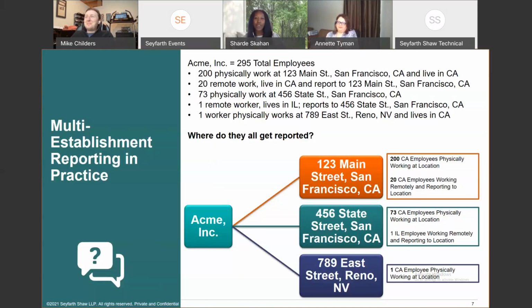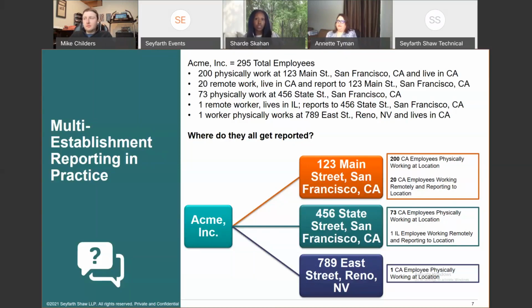Okay, finally, at that Reno address, you're going to have that one employee who is physically working at the Reno address, but since they're living in California, they're included under that Reno establishment because they're living in the state of California, even though they're not assigned to or working at a California location.